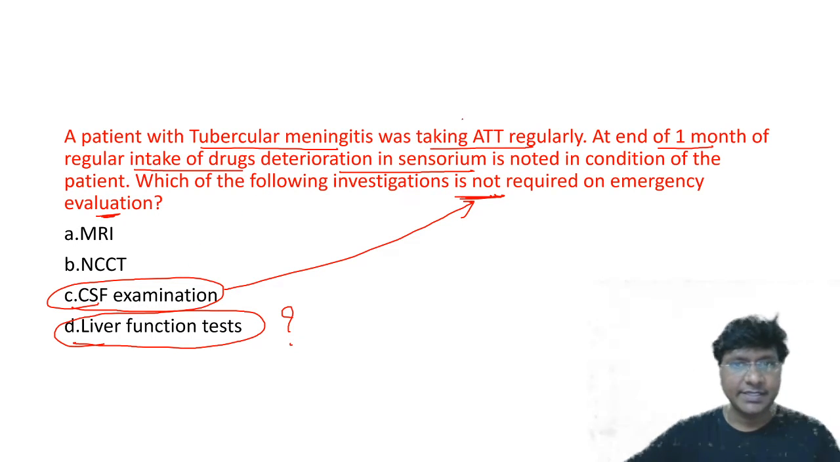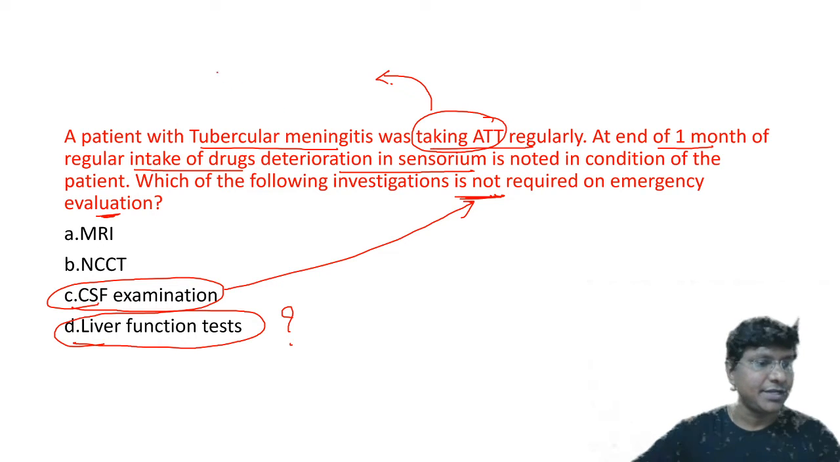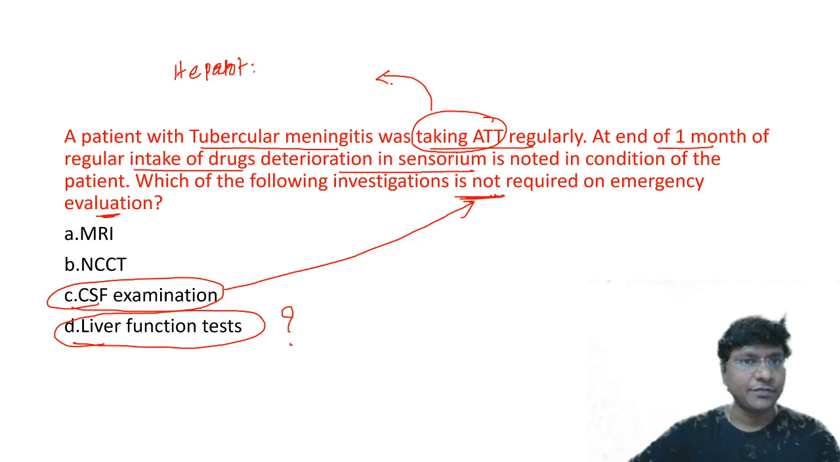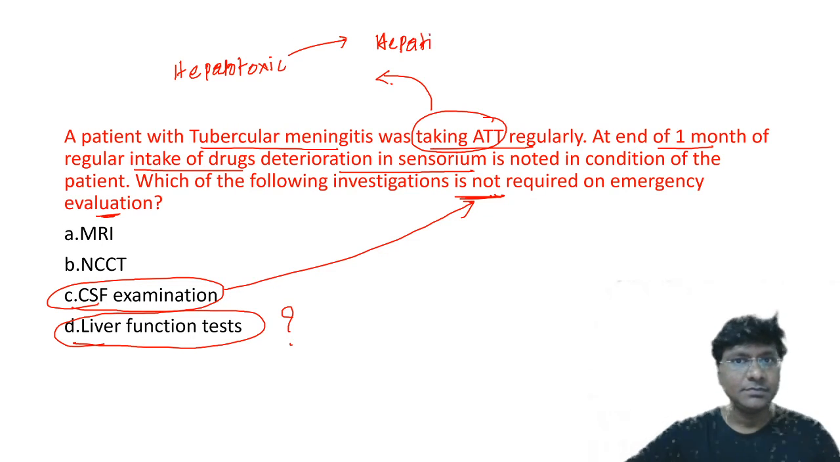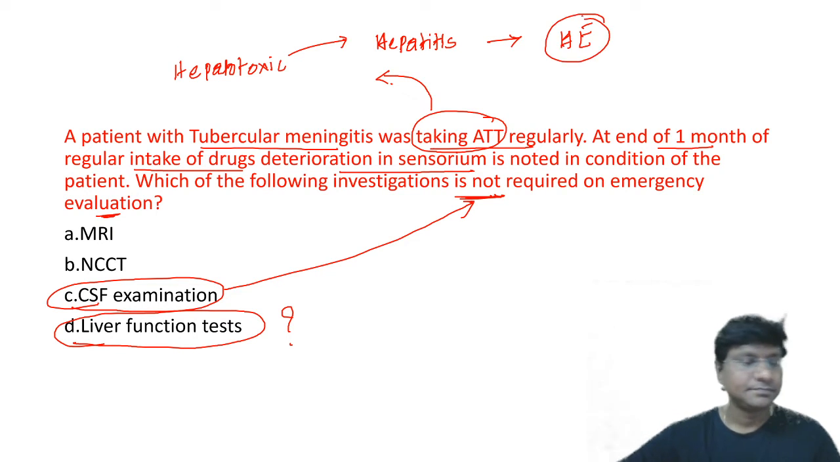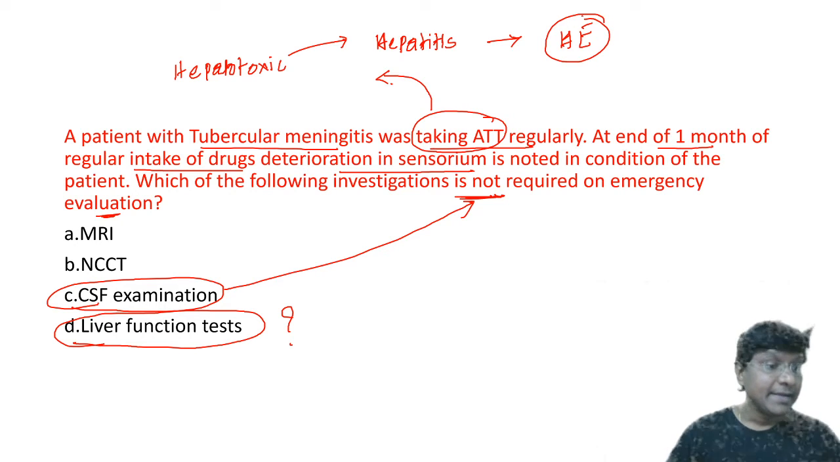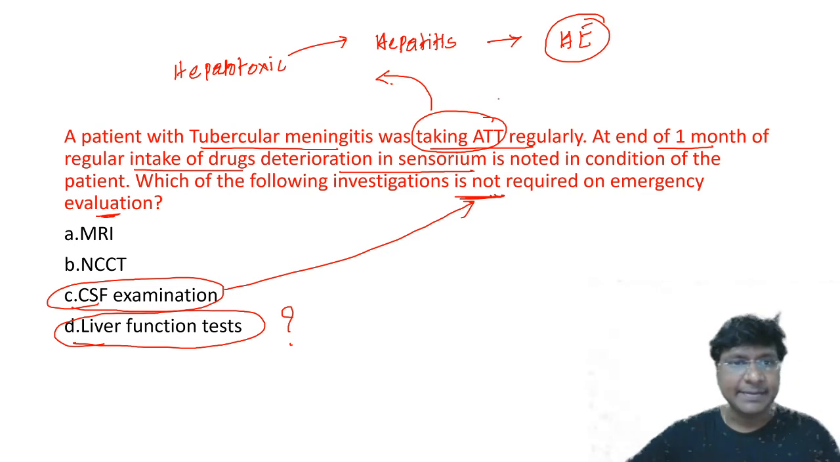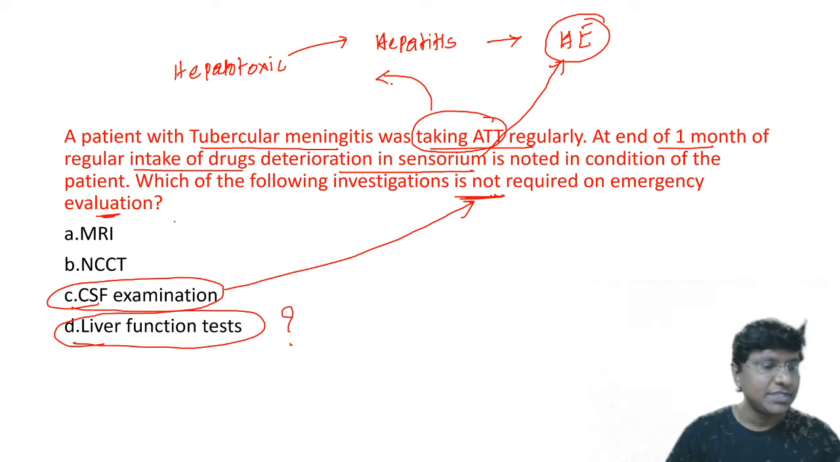Right. So the purpose is that the individual is on anti-tubercular therapy. When the individual is on anti-tubercular therapy, the majority of your anti-tubercular drugs are hepatotoxic. So these drugs might have caused hepatitis, and the individual might have landed up in hepatic encephalopathy, and because of this hepatic encephalopathy, he might be in altered sensorium, and that is the purpose why we do the liver function test.